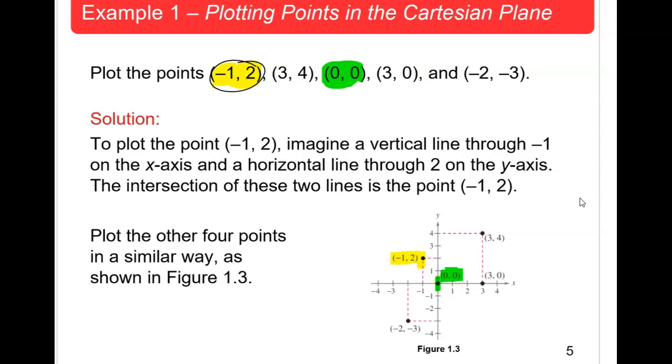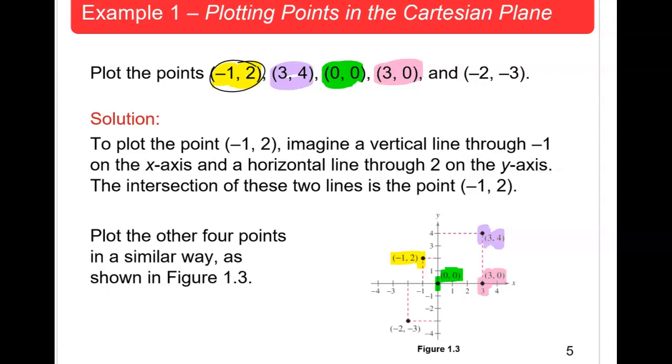So moving on to the next point, 3, 4. It's going to be located at 3 for the x-axis, for the x-coordinate, and 4 for the y-coordinate. So the point is right here. Then we have 3, 0. So the value for the x-coordinate is +3, so it's here on the right side. And for the y-coordinate, we have a 0, so the point did not go up or down. It's still on the x-axis.